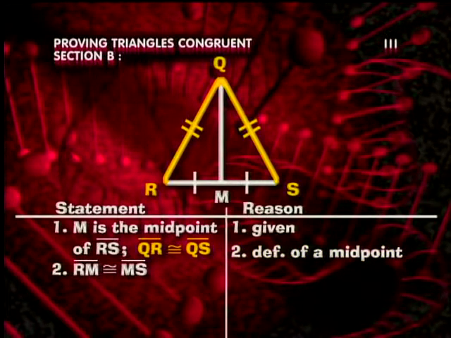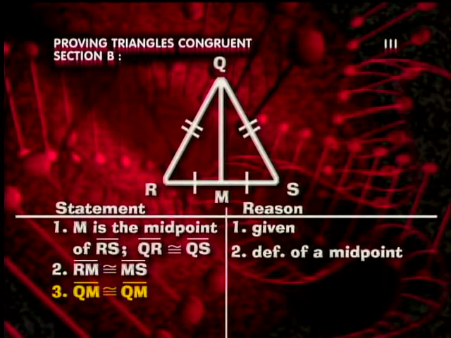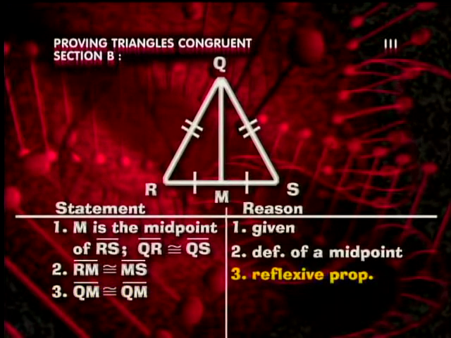So, now we've got 2 pairs of sides congruent, the pair we're given, QR and QS, and the 2 that are divided by the midpoint, RM and MS. The only side left is QM, which is easy to prove. Because it's shared by both triangles, we just state that QM is congruent to itself by using the reflexive property.